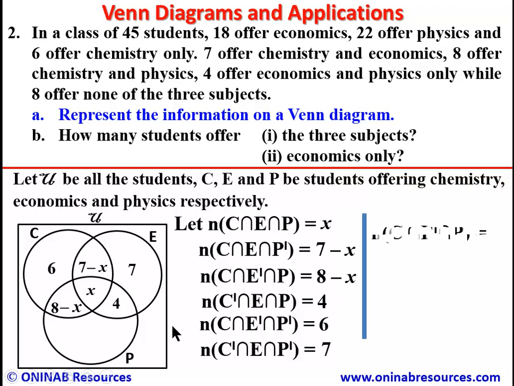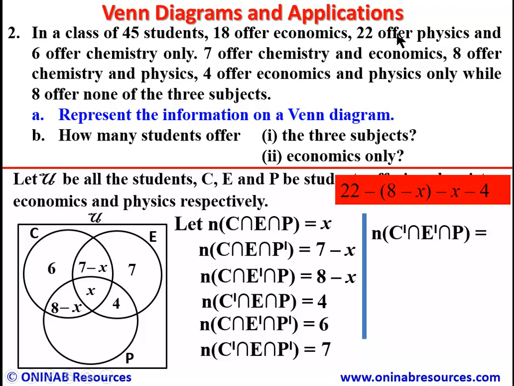And those offering physics only, that's n of C prime intersection E intersection P. So again, it is going to be 22 minus 8 minus x minus 4, because the whole of this circle is 22. This is 22 minus 8 plus x minus x. Plus x minus x is gone. 22 minus 8 minus 4 gives 10. This is the region for that.